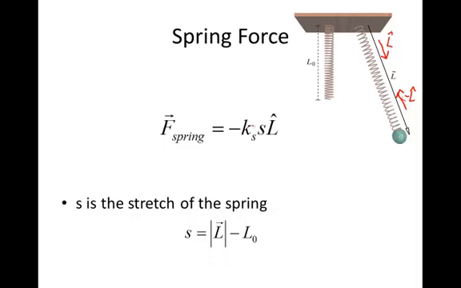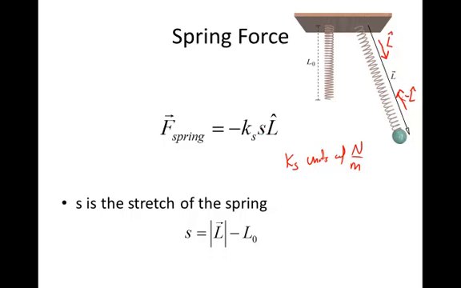Ks says something about the spring. It's called the spring constant. It's the strength of the spring. And Ks has units of newtons per meter. And what that's telling you is for every meter that you stretch it, how many newtons of force is that spring going to pull with?